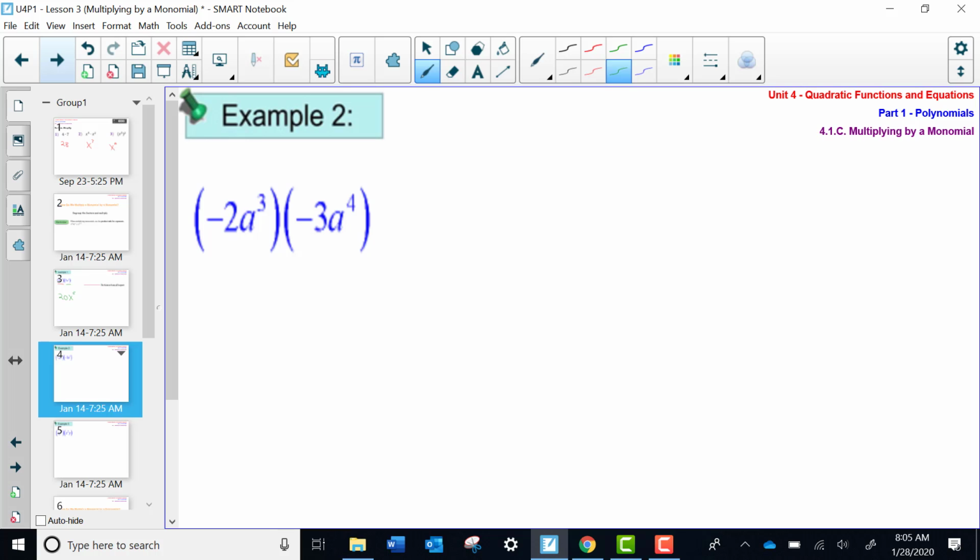As you can see, the practice is for 4.1c. If I'm going too slow for you, your assignment is 4.1c, 1 to 10, and 4.1b, 1 to 10. But just follow along for a little bit.